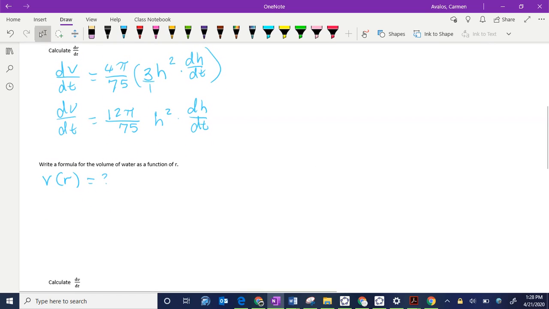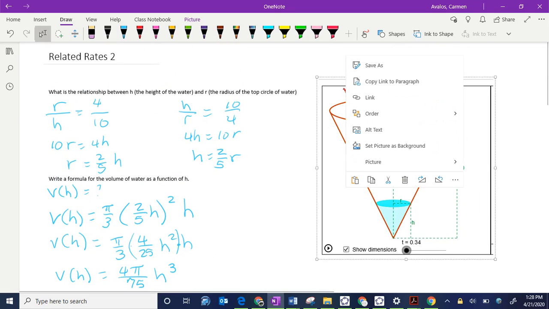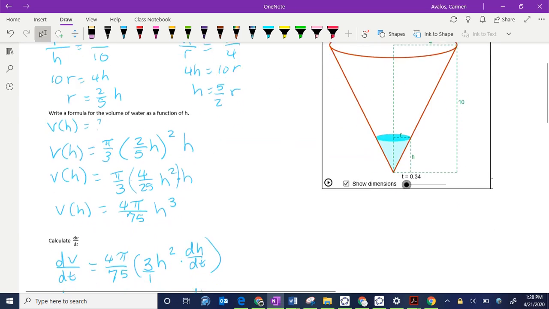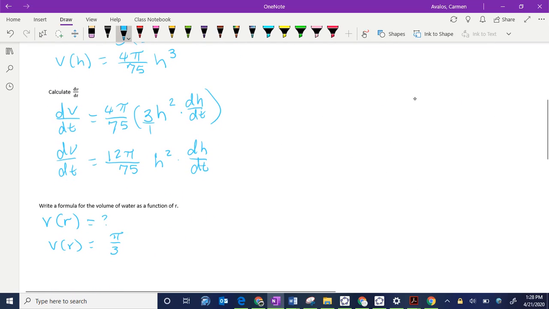So the formula is still going to be v of r, and it's still going to be pi over 3. But when we put the formula, I want to keep the r, I just want to get rid of the h. So what does h equal? That equals 2/5. I'm sorry, that is not 2/5 there. That's a mistake. That is going to be 5/2. Luckily, we caught that before I put it in. 5/2 of h. So we're going to have r squared times, and then we're going to put in the h, so it's going to be 5/2 r. And so that's what that is going to give us there.